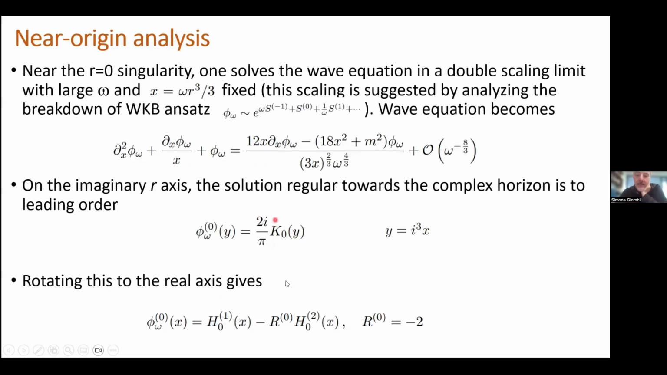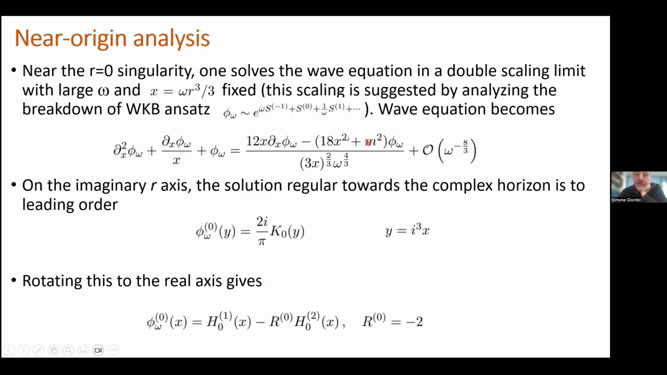Then you rotate to the real axis, which gives this linear combination of two Hankel functions. And this now on the real axis gives two modes, one ingoing and one outgoing. And the relative coefficient is what we can interpret as this reflection coefficient. So the picture here is a bit different from the one for the two-sided correlator. The reflection happens as we continue from this imaginary axis, behind the singularity, to the real axis, where we get this linear combination of ingoing and outgoing modes. So this is the leading order result, dropping this term.